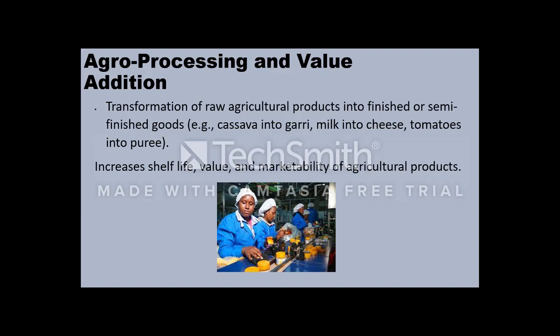So also for fresh milk, when you process fresh milk into cheese, it commands a higher price than just selling your fresh milk like that. And in the case of tomatoes, you all know that there comes a time when tomatoes are very, very scarce. So we all fall back on our puree, which is canned tomato that has been processed and the shelf life is also increased. So this agro-processing increases shelf life, increases the value of your produce and marketability of agricultural products. All you need is a very good marketing strategy and packaging strategy.